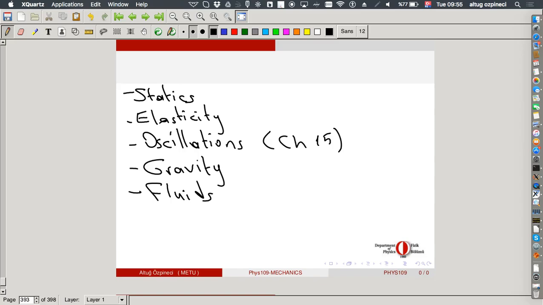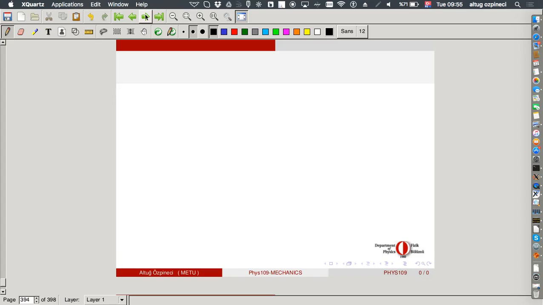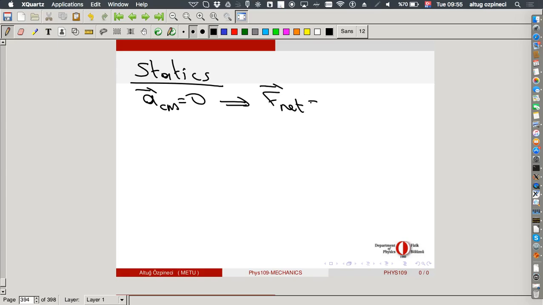Now let's start with statics. In fact, about statics, we have already seen everything. When we say that something is static, it's not rotating, it's not moving, it is at rest. Since its velocity doesn't change, it doesn't have any acceleration, so the net force acting on it is 0. The center of mass doesn't accelerate, which just means that the net force acting on the object should always be equal to 0. And then the object shouldn't be rotating.